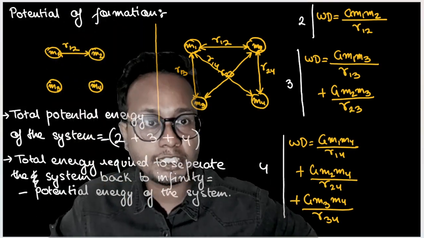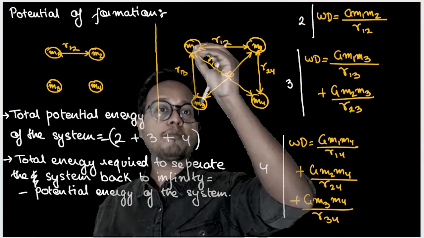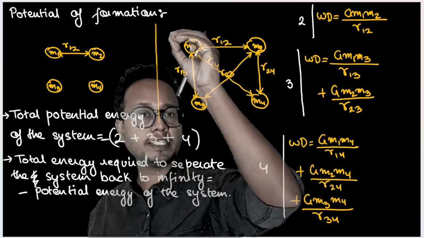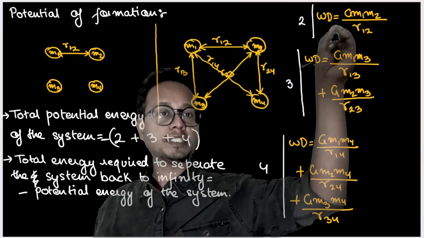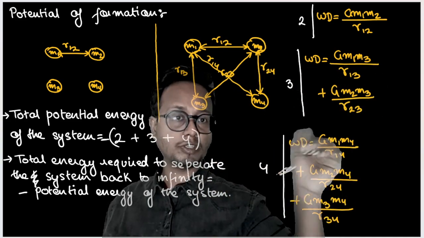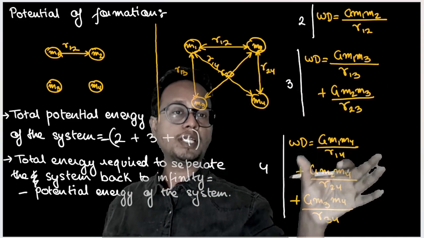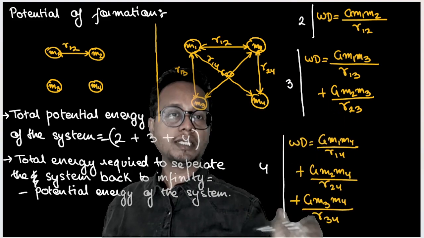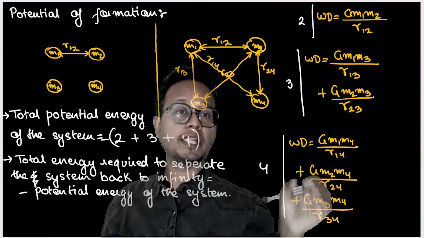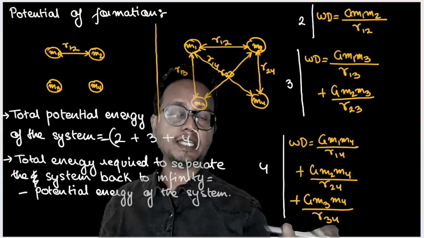And what is the work done by gravitational force? Work done on M1: when M1 arrived, no one was there, so work done on M1 is equal to 0. When M2 arrived, M1 was already there, so work done on M2 is nothing but this value. When M3 arrived, 1 and 2 were already present, so work done on M3 is this much. When M4 arrived, 1, 2, and 3 were already present, so work done on M4 is this much. So the total gravitational work done in this system is this entire value, and the potential energy is nothing but the negative of this entire value.